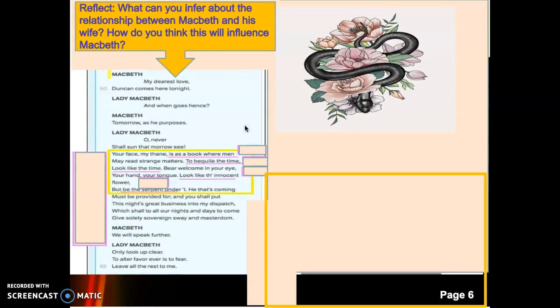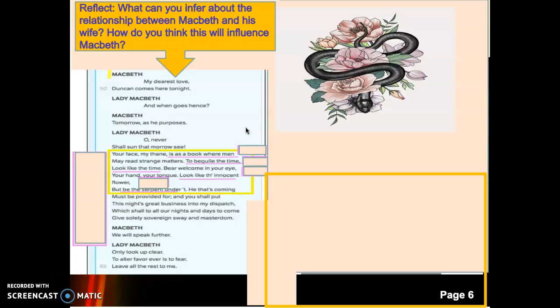With this in mind, let's think about this upcoming part. Macbeth responds to Lady Macbeth's greeting, "My dearest love, Duncan comes here tonight." And she asks him, "And when goes hence?" "Tomorrow." So when he said tomorrow, what did Lady Macbeth say? "Oh, never shall sun that morrow see." She's saying he is not going to see tomorrow's sun. What is she trying to do? What is she trying to say?